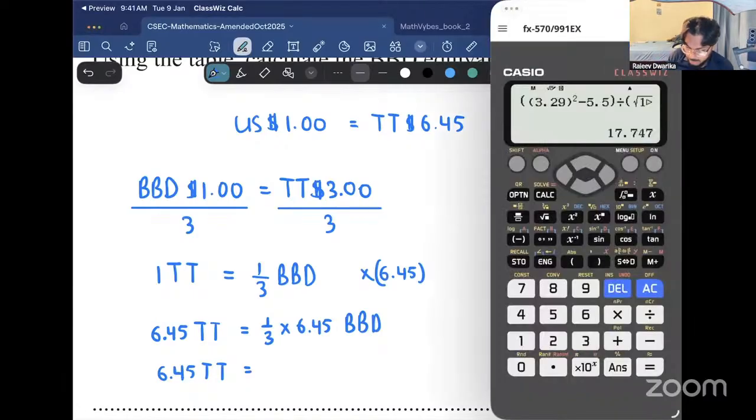So let's plug that into our calculator. So 1 over 3 by 6.45. That's what you said, $2.15? Yes, sir. That's the answer.